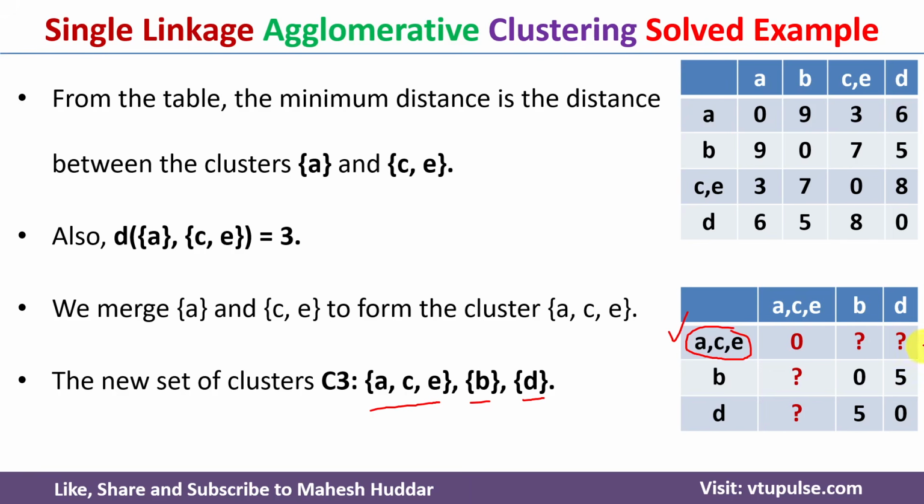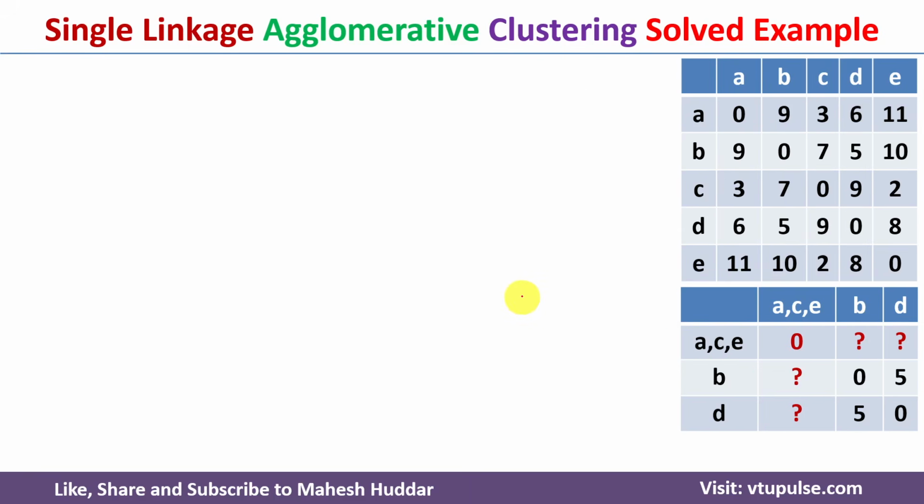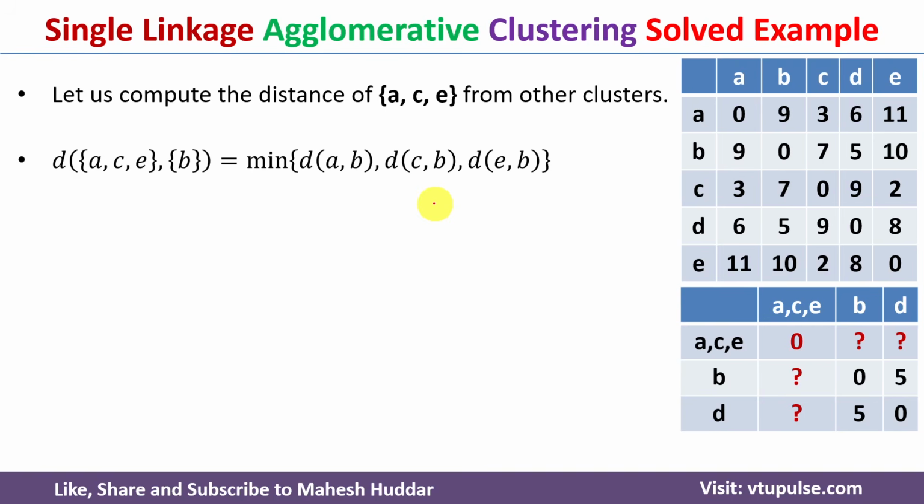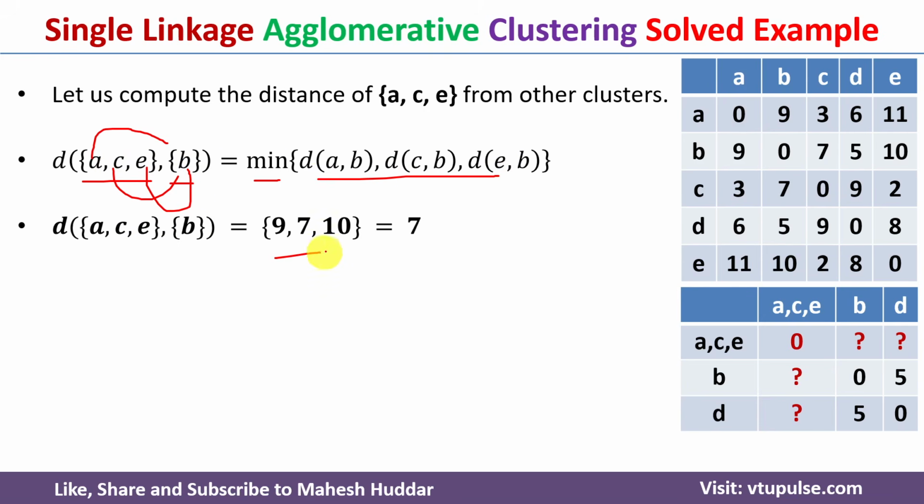We need to calculate these two distances here. To calculate the distance, again, we are going to use the minimum distance formula. The distance between cluster ACE and B is always equal to the minimum distance between A to B, C to B, and E to B here. So we know all these distances and we need to get the minimum among these. The minimum among these distances is equal to 7 here. The meaning of this is the distance from ACE to B is equal to 7 in this case.